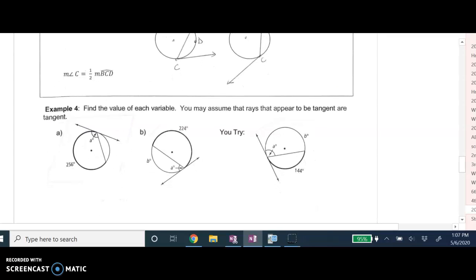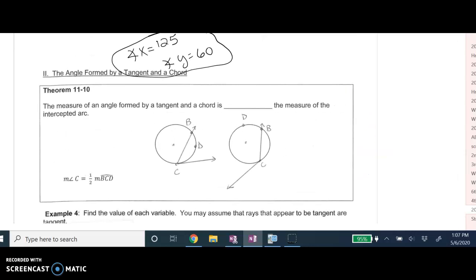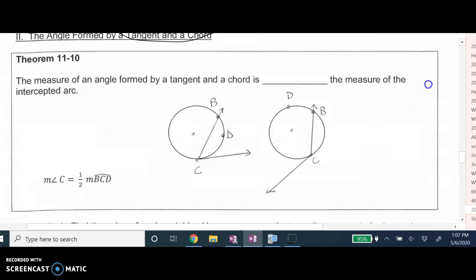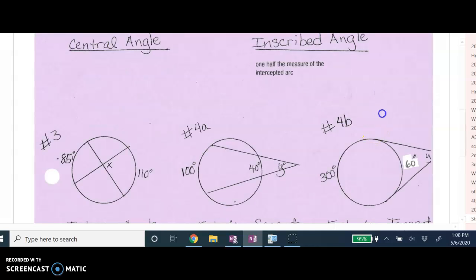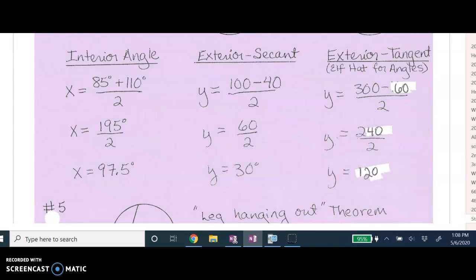Okay, so for this last one, we're going to focus on the tangent and chord theorem. And if you look at your strategy sheet, this is going to be strategy number 5.